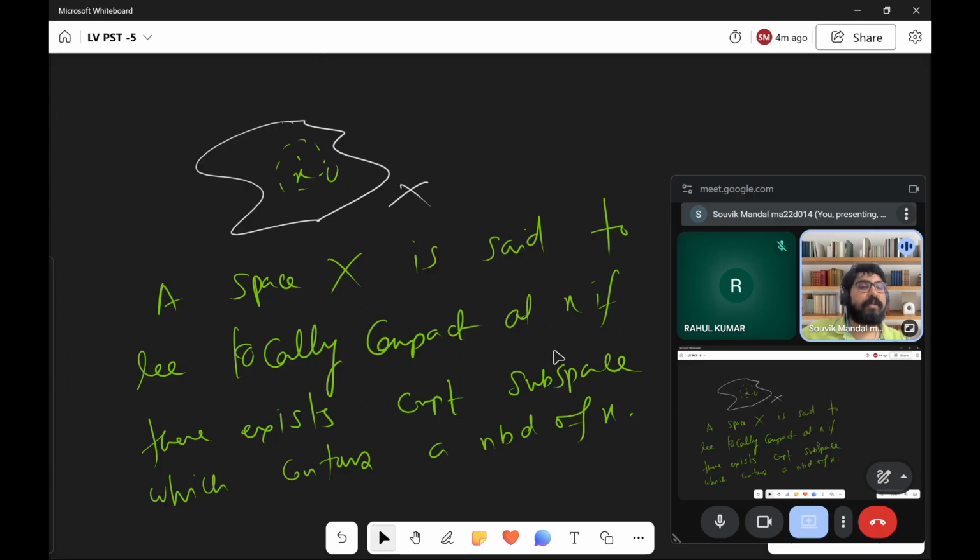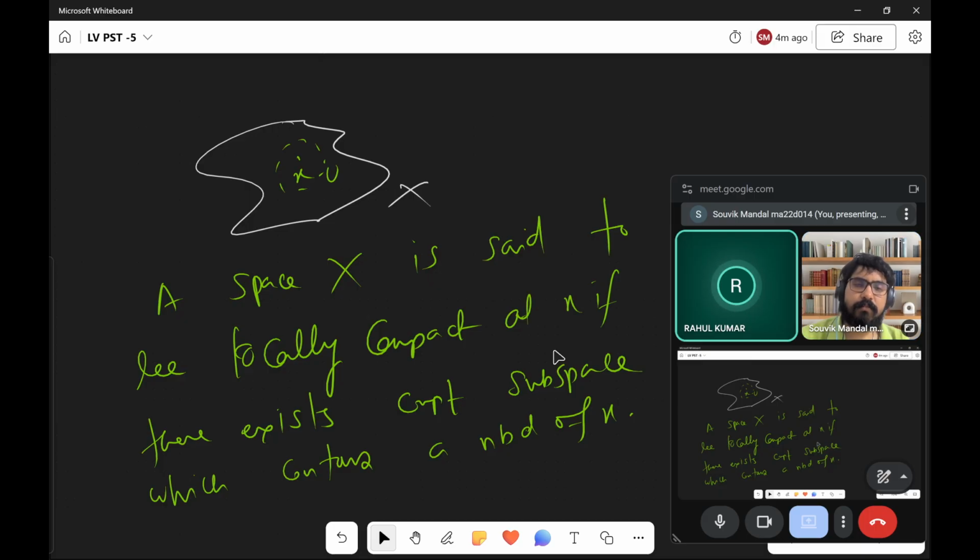Is the definition clear? Let me know. Is the definition clear or not? Let me know. Sir, here we get a compact subspace of X. Compact subspace of X. Yes. I mean, of course, we have X as a bigger space, so everything else is a subspace, right?